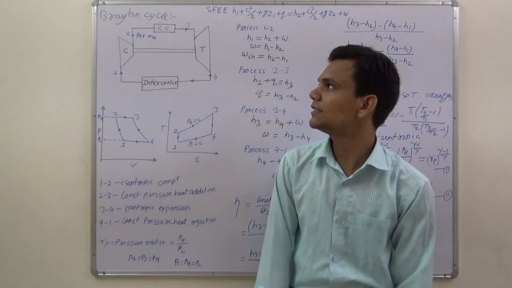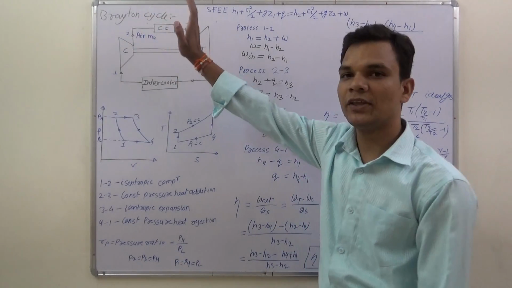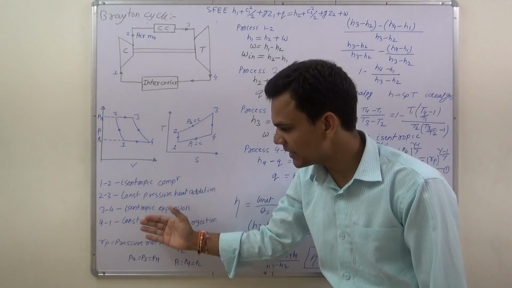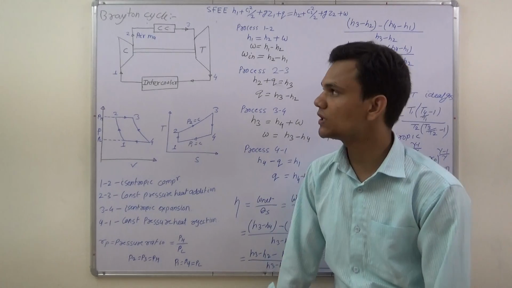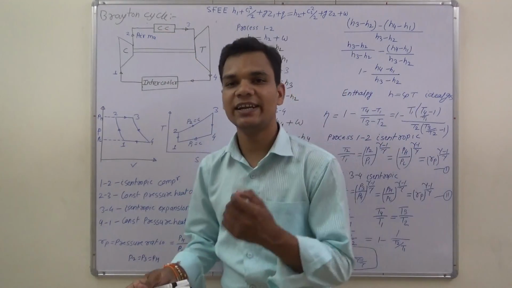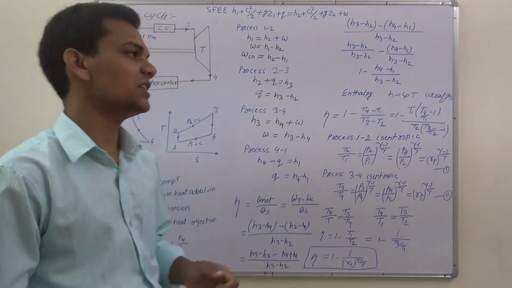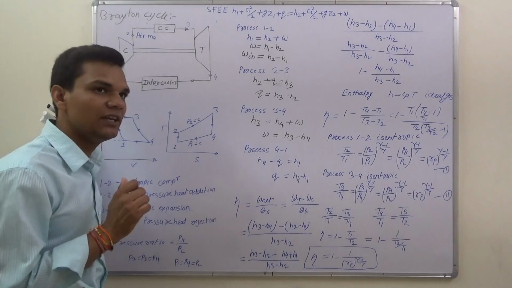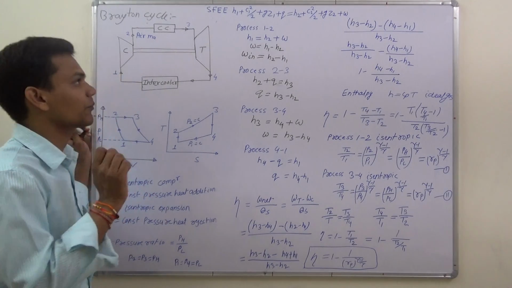Today we will discuss about Brayton cycle. Here I draw line diagram, PV diagram, TS diagram and also write various processes which are executed in the Brayton cycle. Brayton cycle is a practical working cycle. This is used in gas turbine power plants or in the aircraft industry.